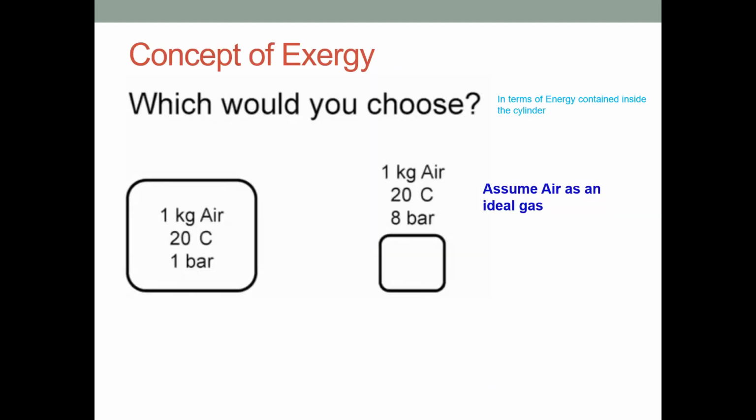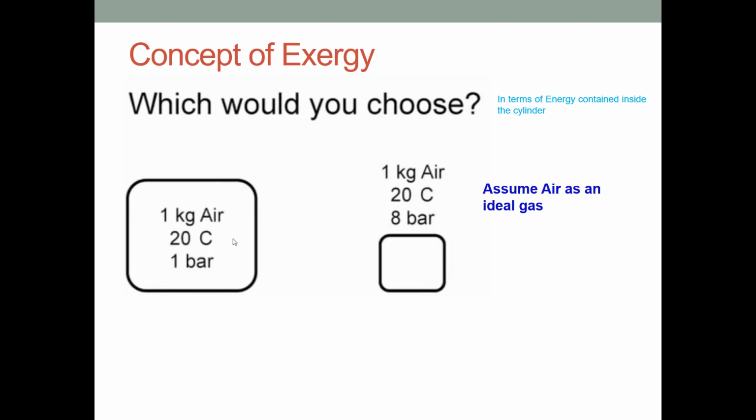Let me give you another example. Say you have two gas cylinders. One is a larger cylinder filled with 1 kg of air at 20 degrees C and 1 bar. The other is a smaller cylinder containing the same gas, 1 kg of air at 20 degrees C, but the pressure is 8 bar. Now assume that you consider air as an ideal gas. So what do you think in terms of energy? Which cylinder contains more energy, right?